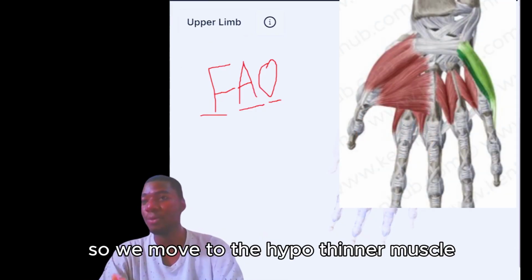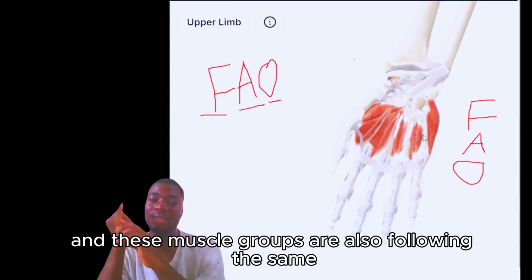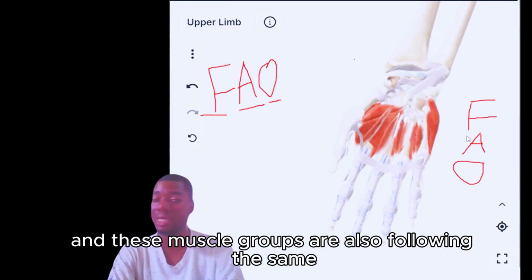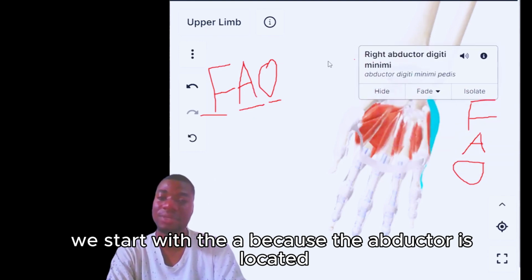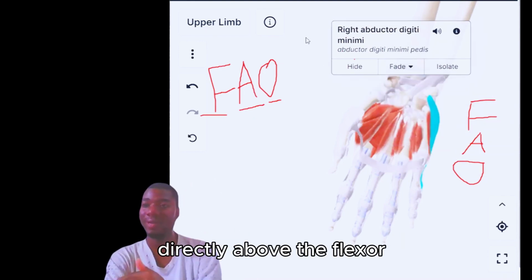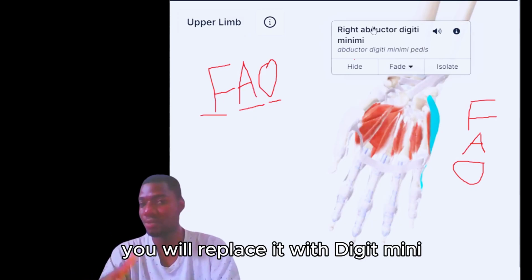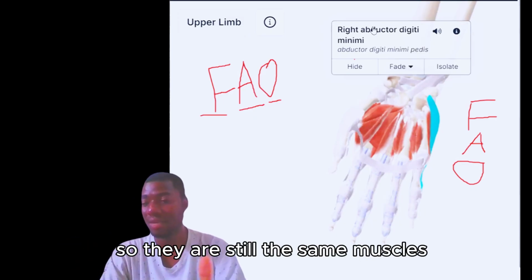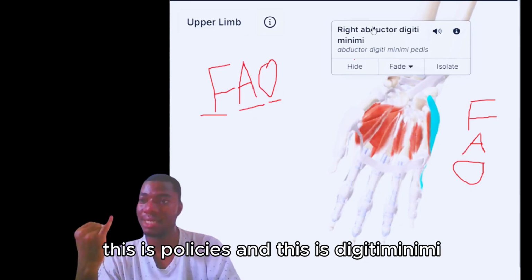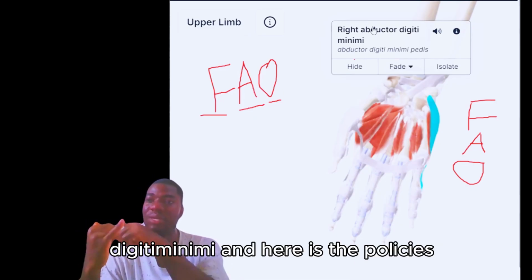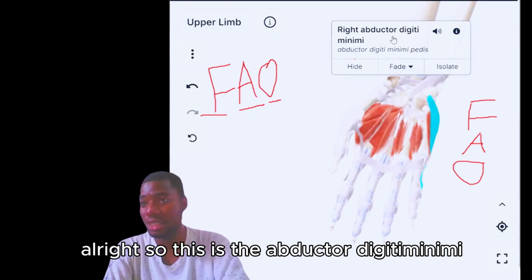And with that, we have dealt with the thenar muscle. So we move to the hypothenar muscle. That is the muscle inferior to the digiti minimi. And these muscle groups are also following the same mnemonic, FAO. We start with the A because the abductor is located directly above the flexor. So wherever you find the pollicis, you will replace it with digiti minimi. So they are still the same muscles, but just a different name for the digit. This is pollicis and this is digiti minimi. All right, so this is the abductor digiti minimi.